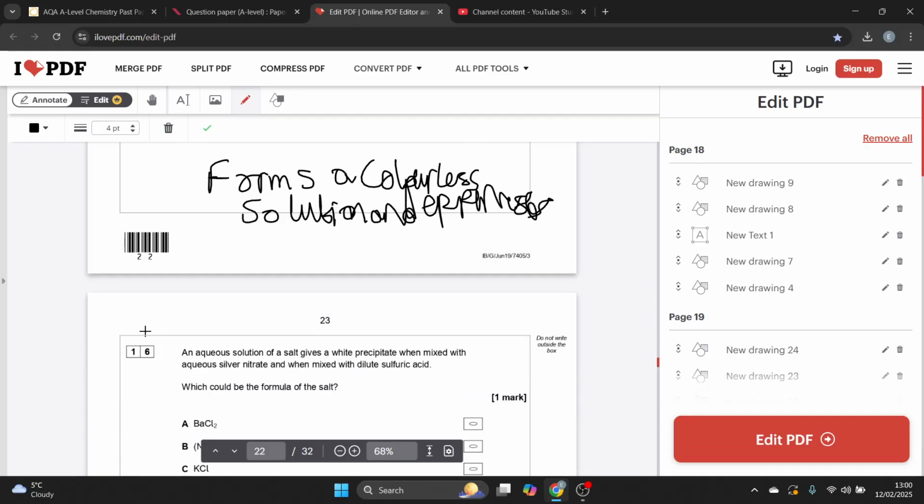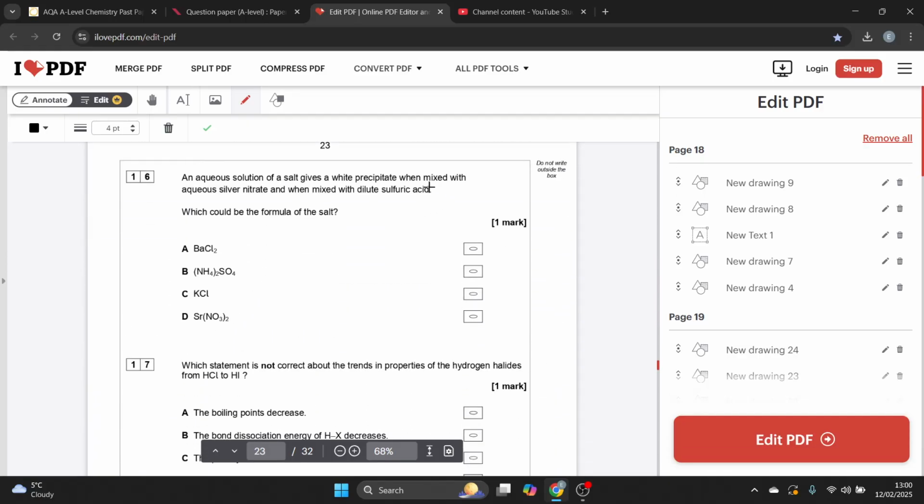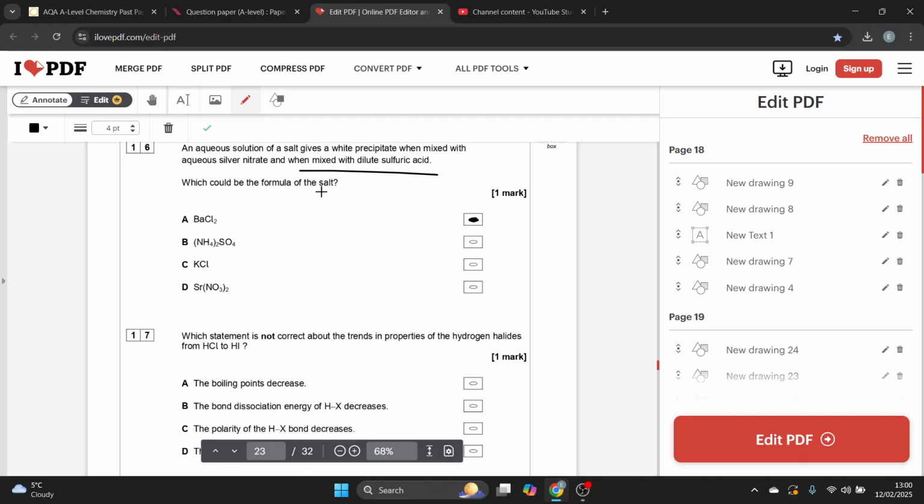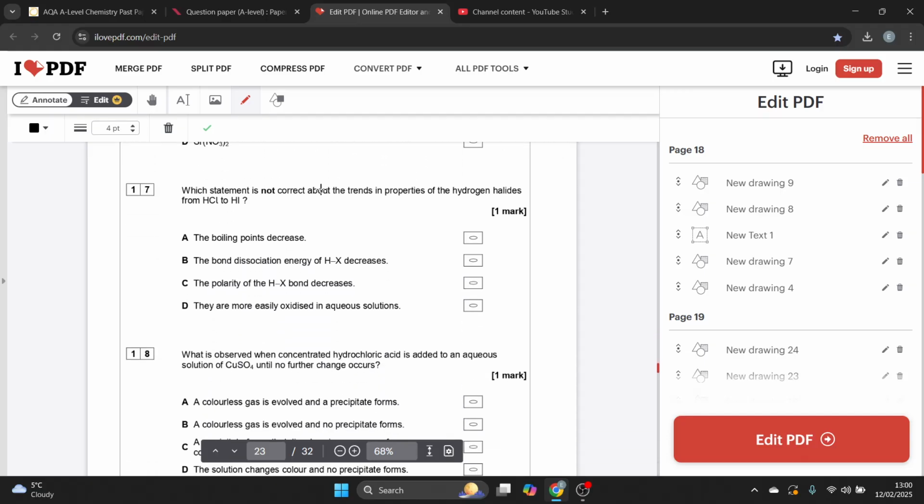So question 15b. Question 16. An aqueous solution gives a white precipitate when mixed with dilute sulfuric acid. The formula is obviously got to be barium chloride, white precipitate, dilute sulfuric acid. Which statement is not correct about the trends in the properties of hydrogen halides from HCl to HI? The boiling point decreases. That's false. The boiling points would actually increase.